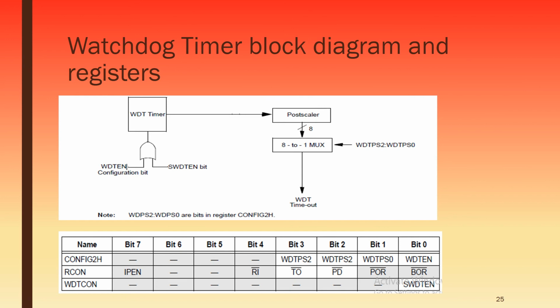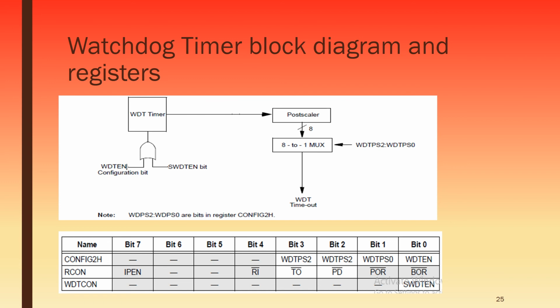Then here you can see the structure: watchdog timer, configuration bits, and the SWDTEN bit. The post-scaler is there, with a divide-by activity, and an 8:1 mux looks after it. The respective registers involved are the CONFIG 2H register, the RCON register, and the WDTCON register. So only these 3 registers directly affect the operation of the WDT.